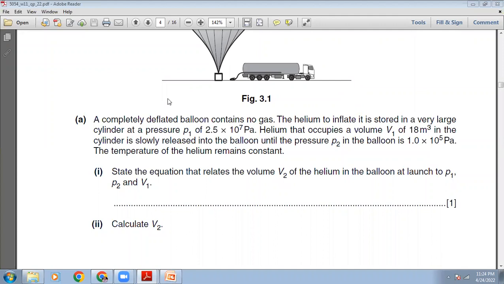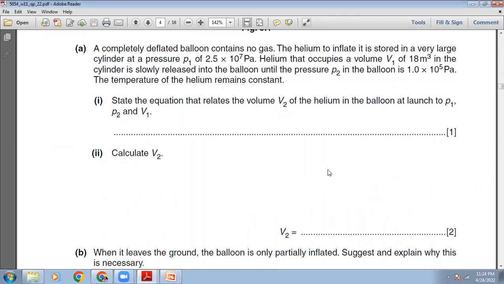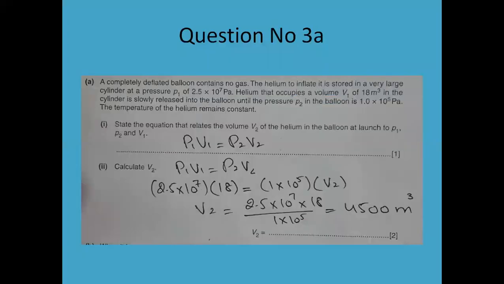So, my dear students, if you want to calculate the value of V2, you see V1 is 18 meter cube, P1 is 2.5 x 10^7 Pascal, and P2 is 1 x 10^5 Pascal, and V2 is the question. We will use the relationship P1 V1 equals P2 V2, and from there I can calculate the value of V2. So here we go.